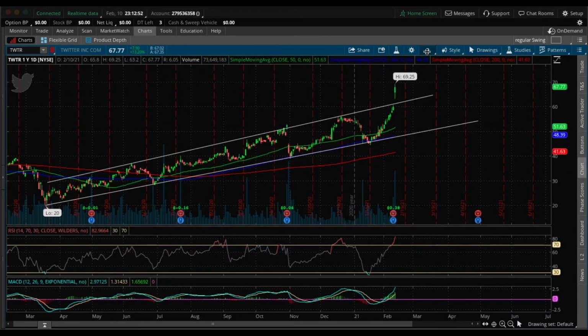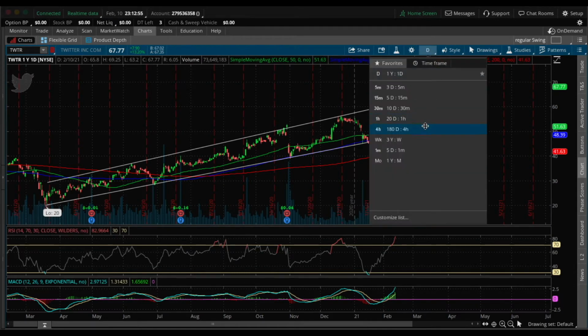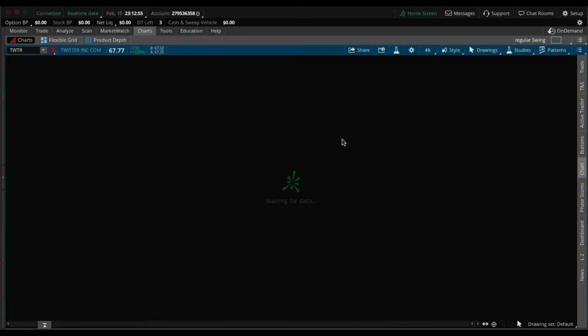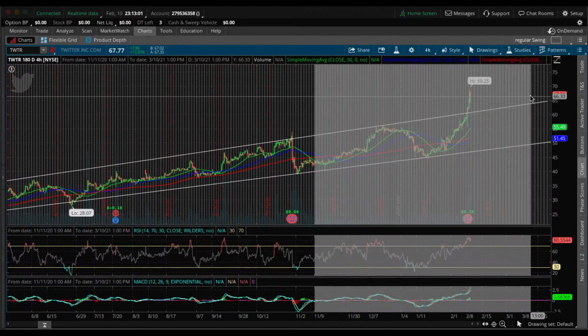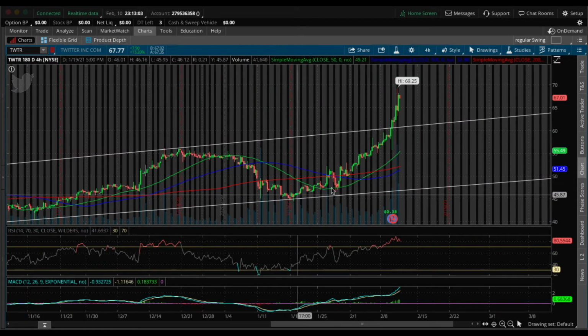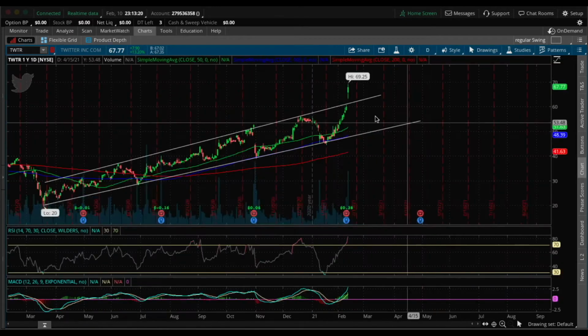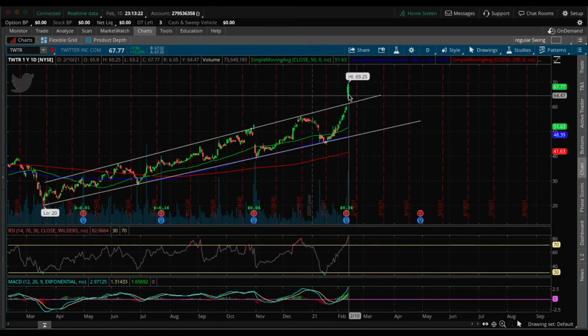And I'm actually going to hop down to the 4-hour time frame so we can see more of the price action. So if I zoom in on the past few weeks of Twitter, we can see that it ran up pretty nicely into earnings, reported good earnings, and continued to go higher. Now specifically with Twitter, what I want to show you guys is actually back on the daily time frame. And if we look here, Twitter gapped up after earnings.